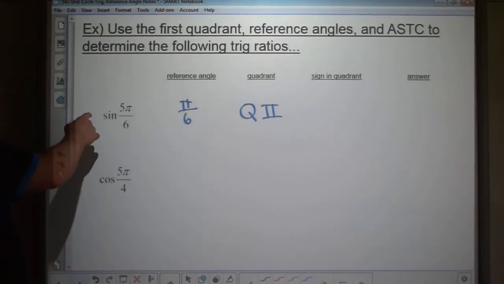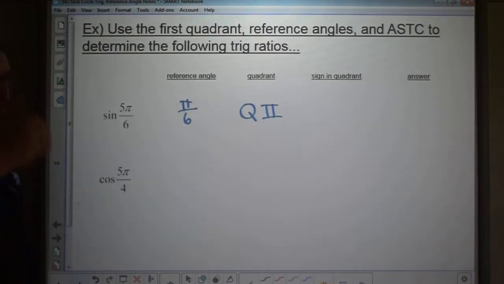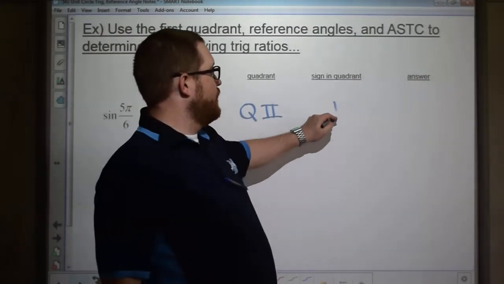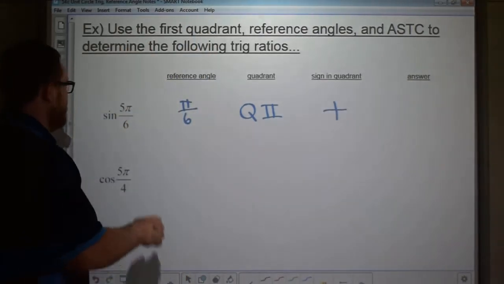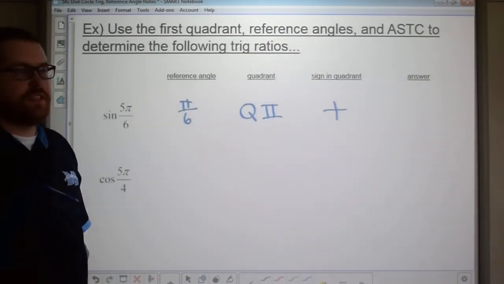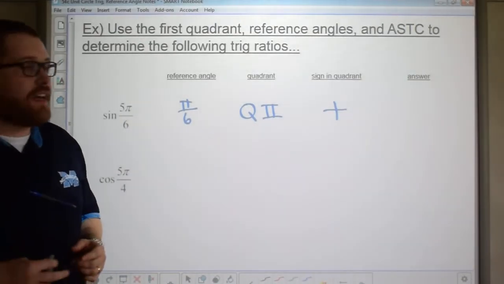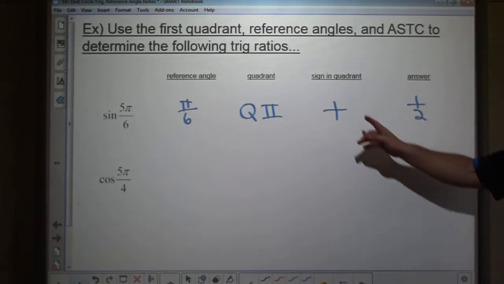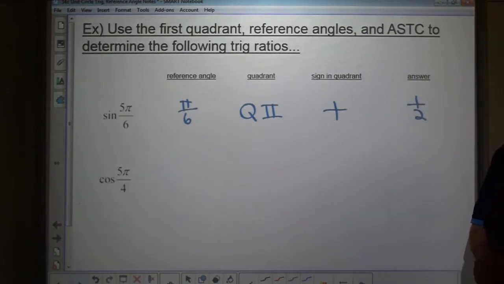What's the sign of sine in the second quadrant? Well, in the second quadrant, sine is positive. So, instead of memorizing what the sine of 5 pi over 6 is, I just need to memorize what the sine of pi over 6 is. I know from memory the sine of pi over 6 is 1/2. And it's going to be positive because it's positive in the second quadrant.